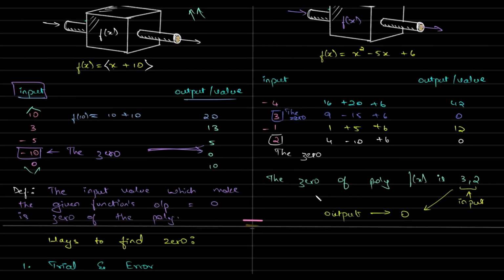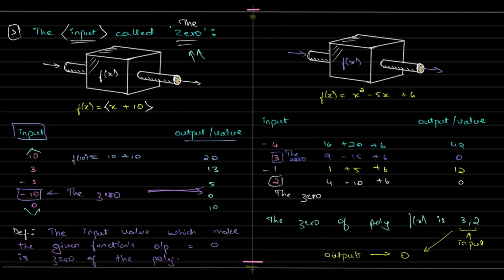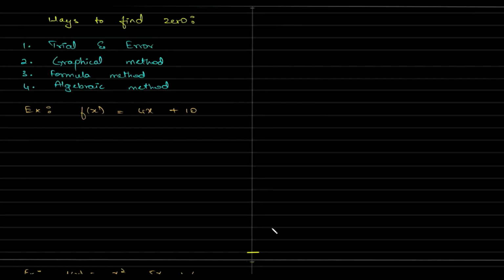So we got introduced to the idea of 0. It is nothing but the input value which makes the output 0. What we did was, I had already given a set of numbers and we found the 0. But that is not the case all the time. Obviously, practically, no one will only give you the numbers. You have to figure it out.